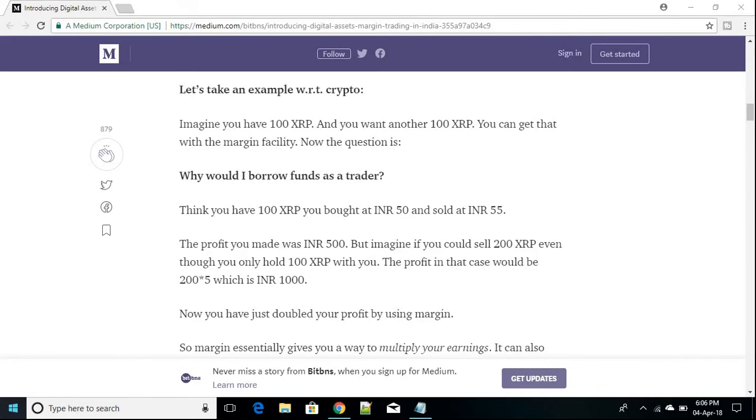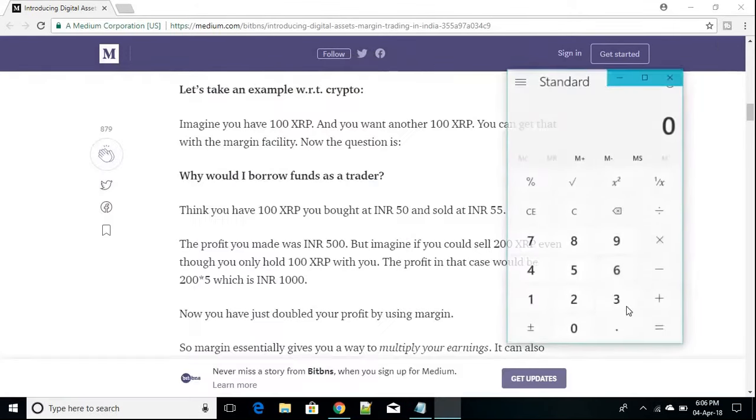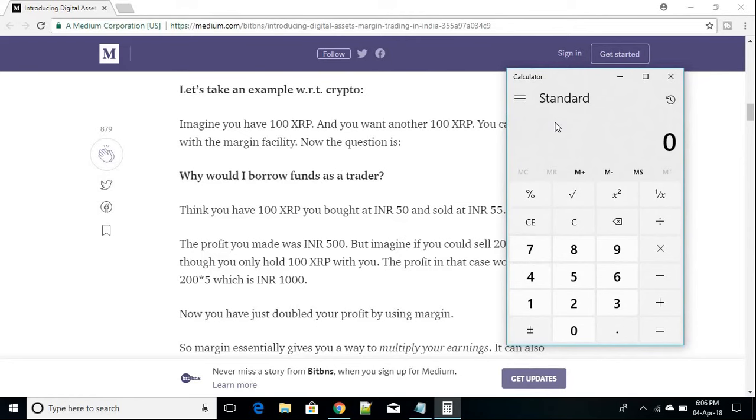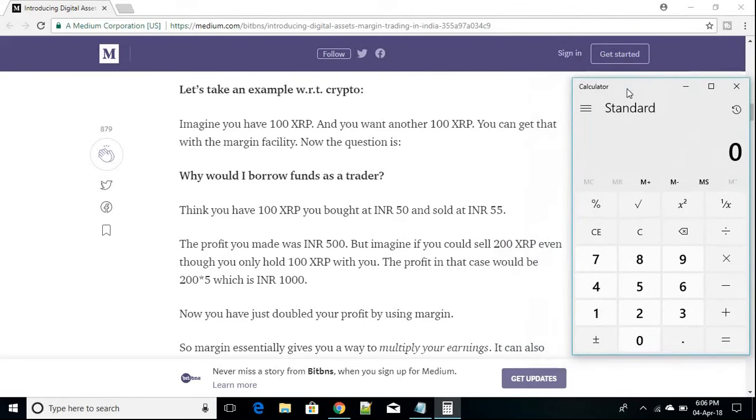Suppose, wait, let me take my calculator. So yeah, here it is. If you buy 100 Ripple coins for 50 rupees each, it would be 5,000 rupees, and if you sold them at 55, you will be getting 5,500. That is 500 profit: 5,500 minus 5,000, it would be 500 rupees profit.